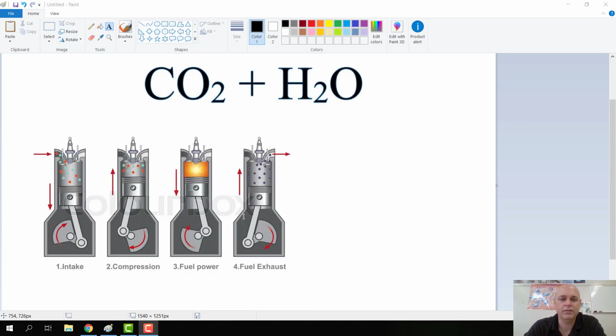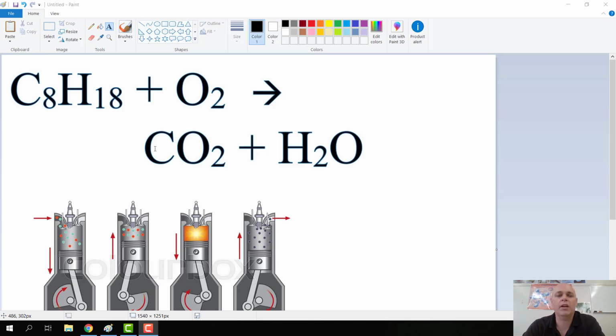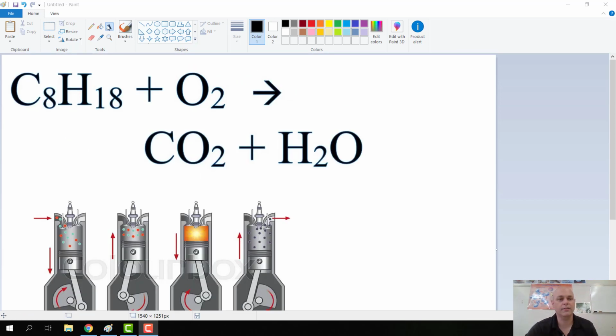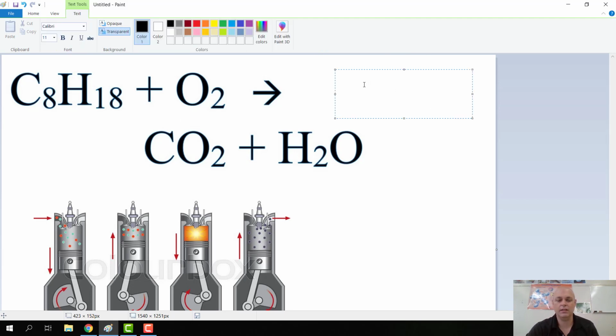Out of that, we get a couple of waste products. We get CO2, carbon dioxide, and we also get water. What is not here, though, if you remember, and we've talked about this before, is that another waste product is energy. We get a huge amount of energy released. And we're getting energy released because this is an exothermic reaction.